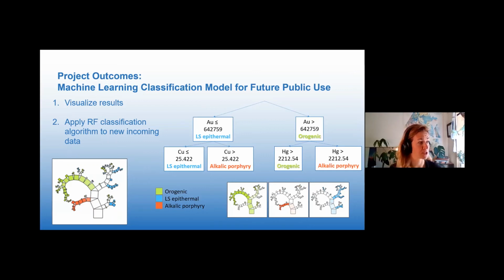And then finally, we can visualize all of that into these Pythagorean tree diagrams as well, which are kind of fun looking. On the bottom, we see the orogenic arm, and then we see the low sulfidation epithermal arm, and then finally the alkalic porphyry arm.